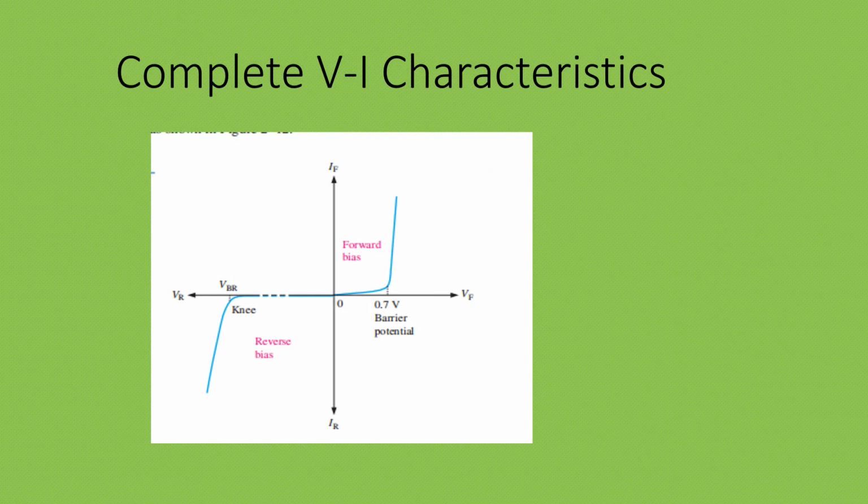This is a complete VI characteristic, forward bias direction and reverse bias direction. A characteristic is nothing but a plot of output current versus input voltage. Output current versus the input voltage represents your characteristic. Later, after this gets over, I will show you the animations on this site.